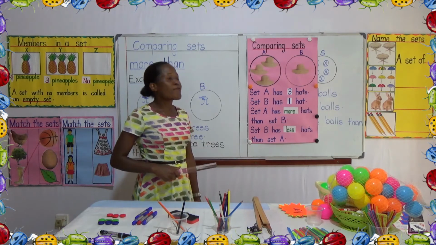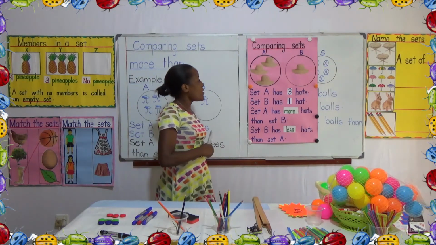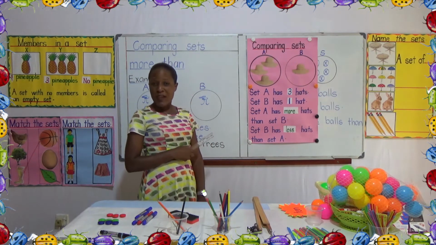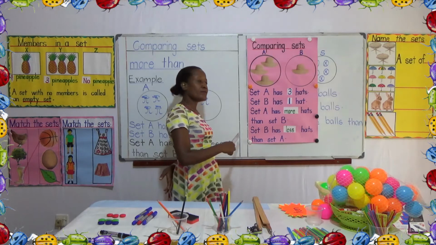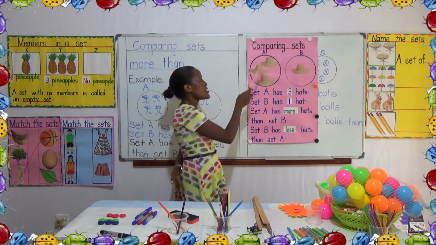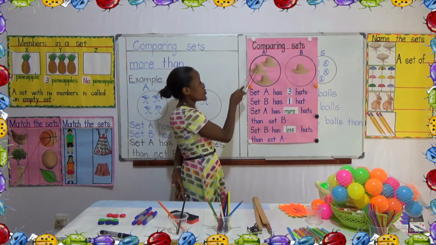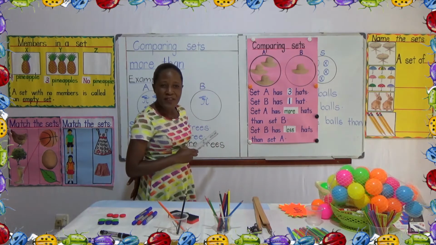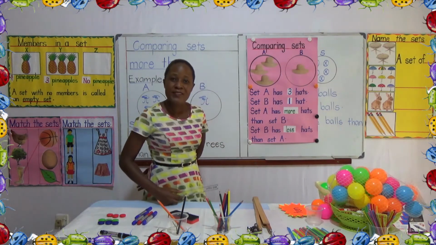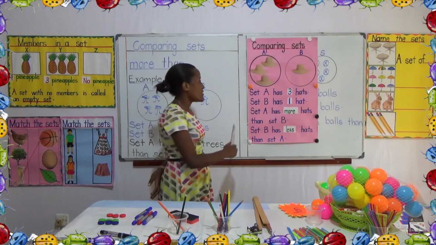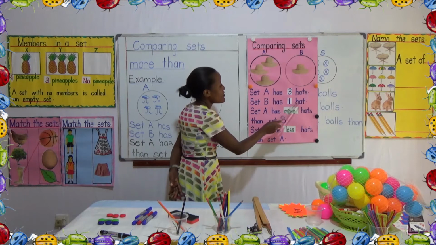And those two sets are having hearts. You know hearts, the one we put on? Yes. Now, let's look at the members or the hearts in each of the sets. How many hearts does set A have? Let's count. 1, 2, 3. It is even written here that set A has 3 hearts. What of set B? Set B has just 1 heart.